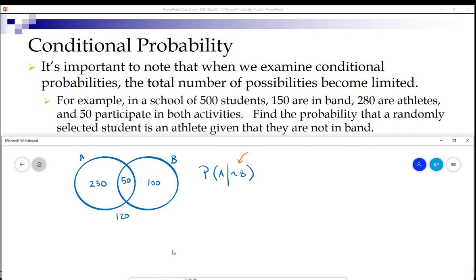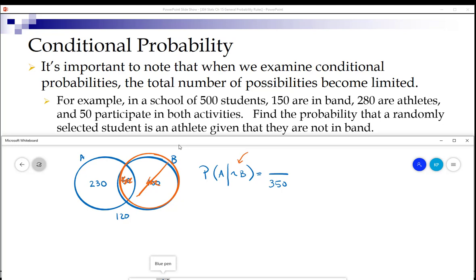So our new population of people are those people who are not in band. Anyone who is in band is no longer part of our study, is no longer part of our little probability problem here. So anyone who's in band, I'm going to go ahead and cross them out. So anyone who's in this circle of band right here, they're no longer part of what we're looking at. And so if I take our new population, which in this case happens to be 230 plus 120, which is 350, we want to figure out what's the probability that we're going to get an athlete from these people who are not in band.